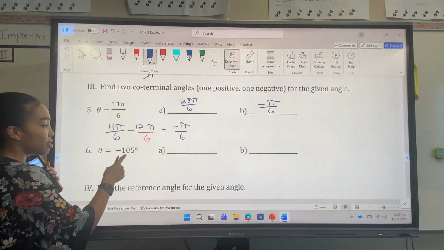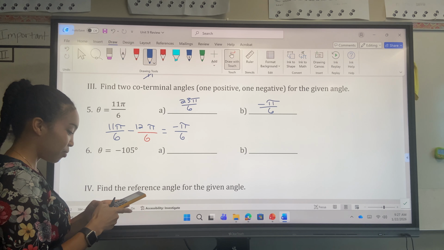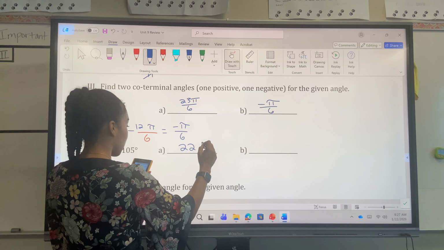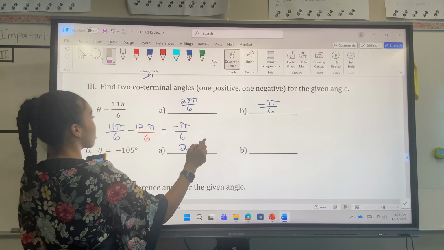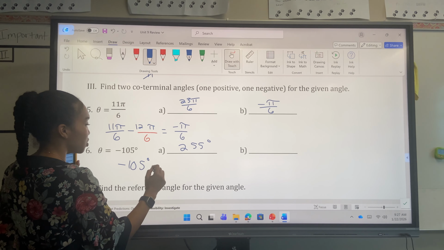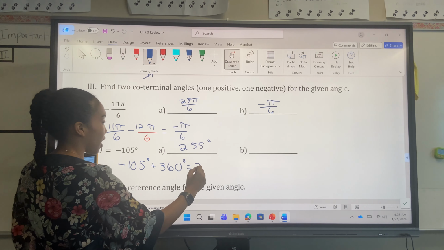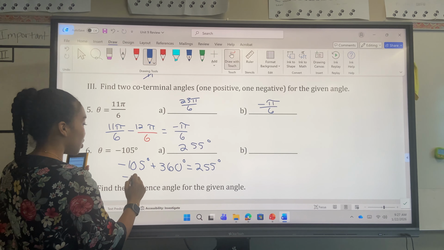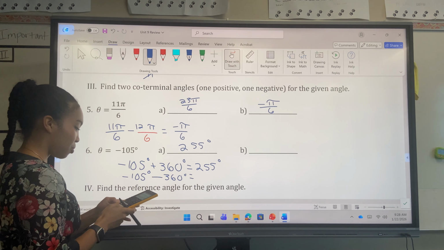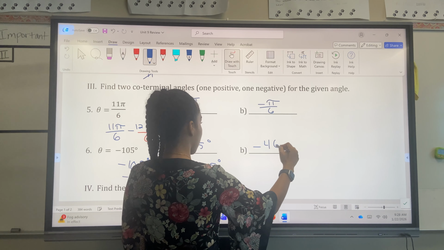Now it is in degrees. So I have negative 105 degrees. If I add 360 degrees, because 360 is a full circle, you get 255 degrees. So I did negative 105 degrees plus a full circle. You'll end up in the same spot and you get 255. Then you do the exact same thing, but you subtract a circle this time. So negative 105 minus 360 is negative 465 degrees.